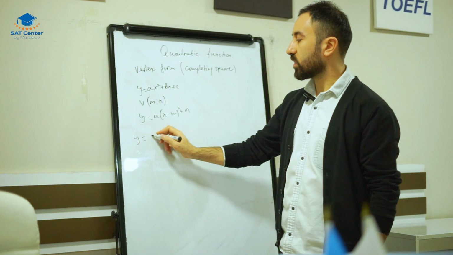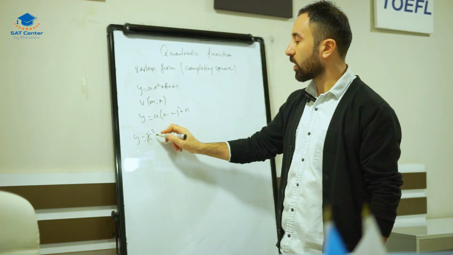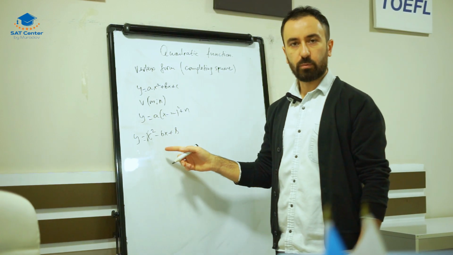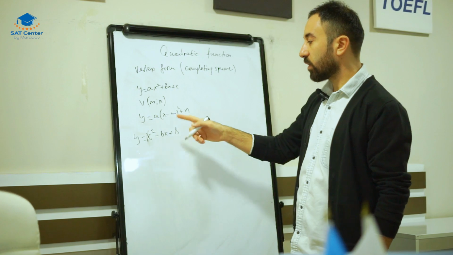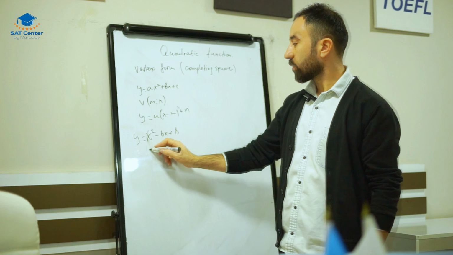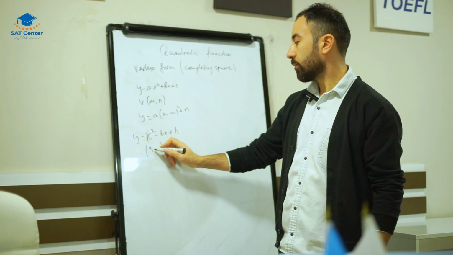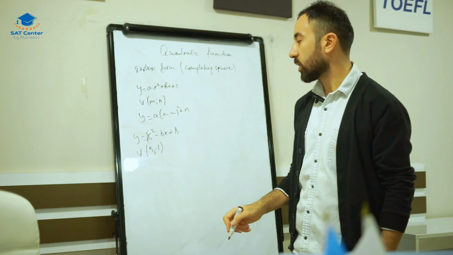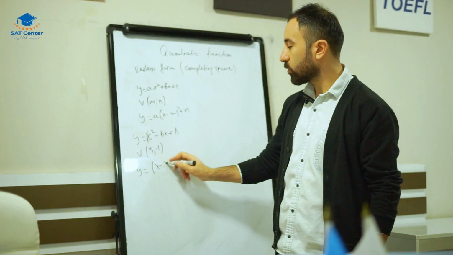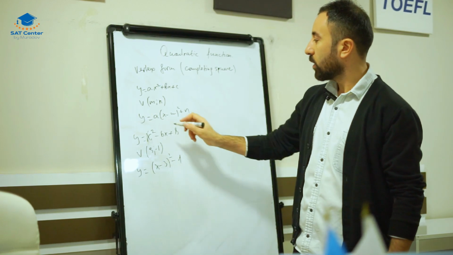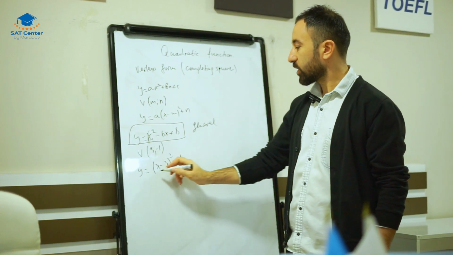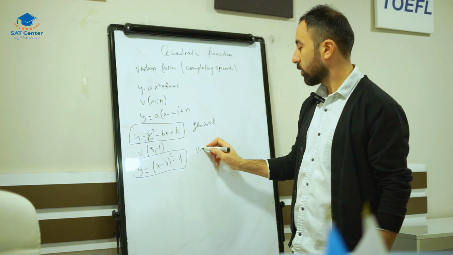Our example was x squared minus 6x plus 8. We found the vertex point of this function in the first part of the topic. It was (3, -1). So this function in vertex form can be written as (x minus m, which is 3) squared minus n. This is the general form. This is the vertex form of the function.